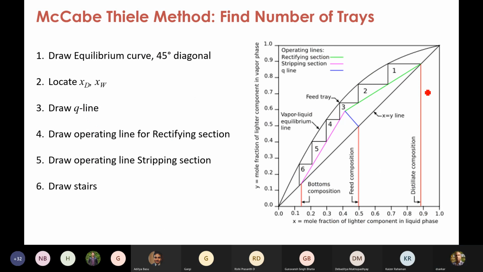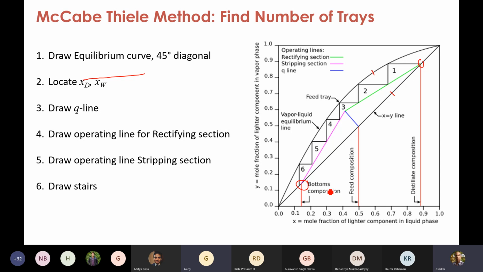Now, to find out the number of trays in a distillation column in the McCabe-Thiele method, please do all these things that we just discussed. First, draw the equilibrium curve, draw the 45-degree diagonal, and locate XD and XW. So XD is the top product composition, XW is the bottom product composition.